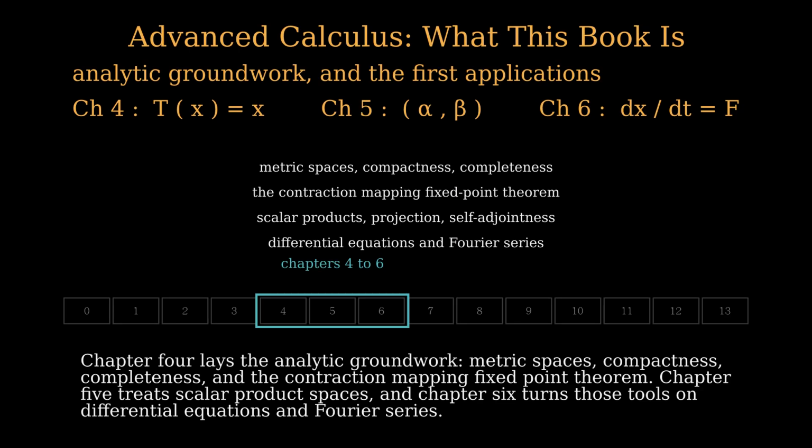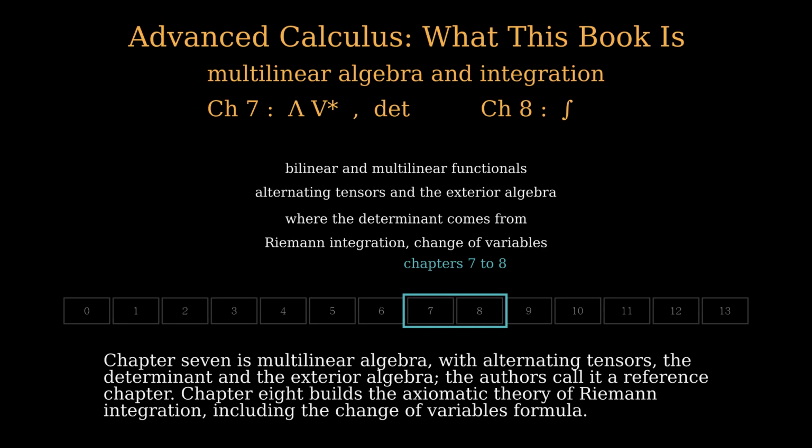Chapter 5 treats scalar product spaces, and Chapter 6 turns those tools on differential equations and Fourier series. Chapter 7 is multilinear algebra, with alternating tensors, the determinant, and the exterior algebra. The authors call it a reference chapter. Chapter 8 builds the axiomatic theory of Riemann integration, including the change of variables formula.